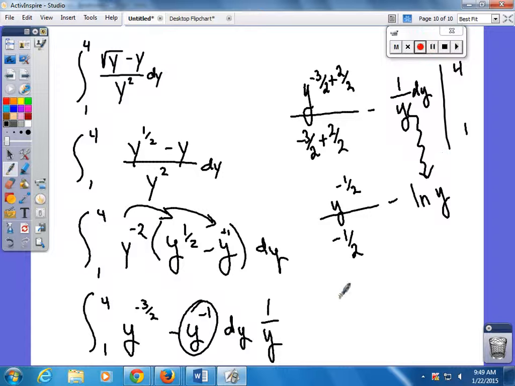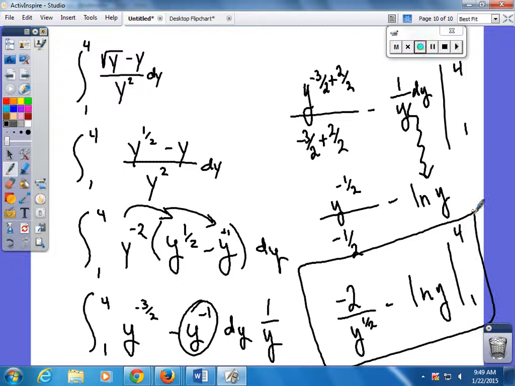And that would be negative 2. Actually, what would be best is if you brought that downstairs, right? So that'd be negative 2 over y to the 1/2. Does that sound good? Or the square root of y minus the natural log of y evaluated at 1 and 4. And the square root of 4 is 2, so that'd be negative 1 and negative 2. So except for the natural log, this is pretty easy.